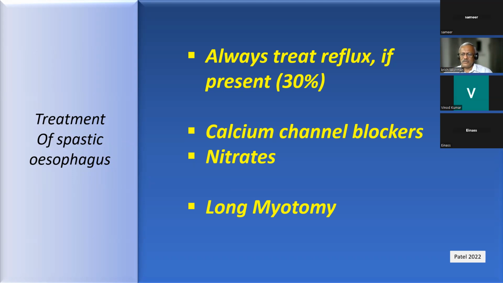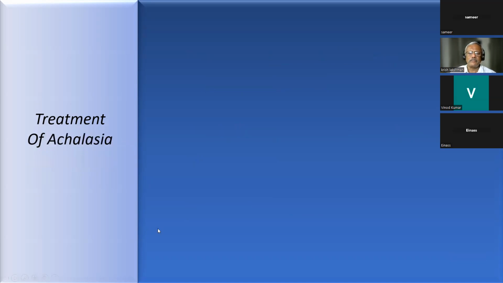I'm rushing through the last bit because it's already, I think, 9:58. Okay, but as I said, always treat reflux if it's present, because some of these spasms of esophagus are secondary to reflux. If it's not reflux, then you can use calcium channel blockers like nifedipine or nitrates. And as a last resort, not commonly done, in very specialized centers, and I would not recommend it loosely, you can consider a long myotomy, which is almost always a POEM. It's not done surgically.